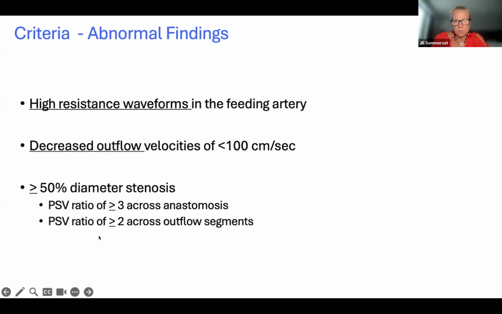And again, here are those ratios. When we look at quantifying stenosis, we just use ratios proximal and then at the area of stenosis.